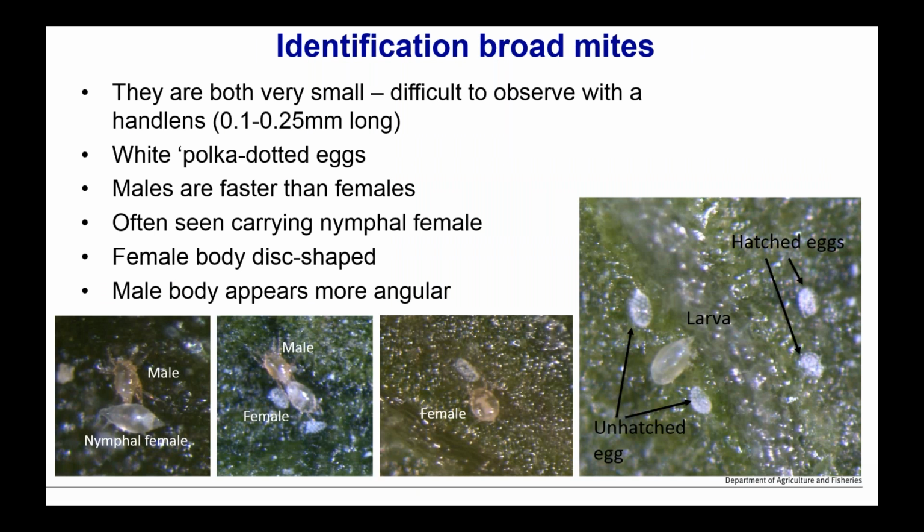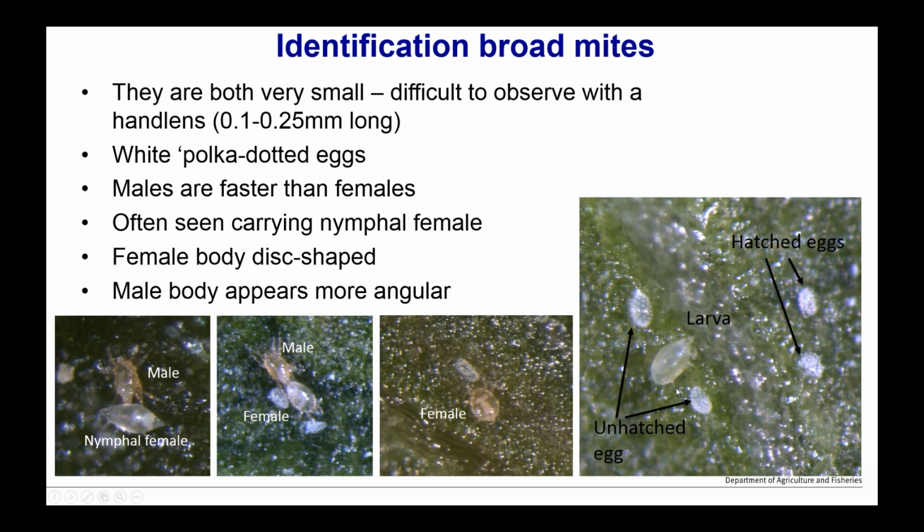As we said, both species are very small. Broad mites are very easy to identify. They're one of the very few species that you will be able to identify just using a stereo microscope. They're the only species which is known to have white polka dotted eggs. So this is an unhatched egg. It's got those, effectively they're bumps, but they look like polka dots. You can tell the difference between the unhatched eggs and the hatched eggs. The hatched eggs tend to be just collapsed, whereas the unhatched eggs are full.